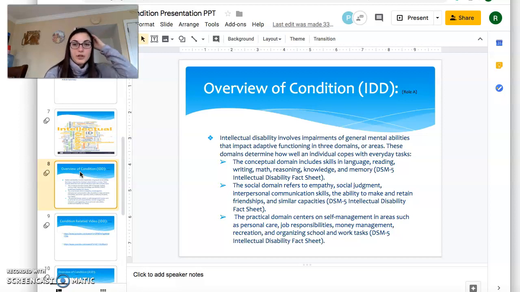I broke it down for you, and this is everyday tasks, reading, writing, math, your memory, that's definitely one big component. And the other is the socialization piece. Can the individual communicate? Are they able to make friends and keep friends, or do they have difficulties with that? And then the other area is self-management, such as personal care, jobs, money management, and organizing. Organization is huge. So that's just a brief overview of intellectual disability.